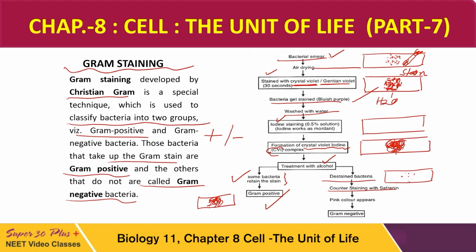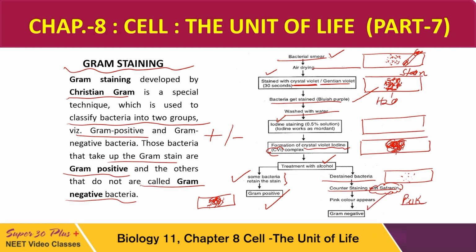These are then counter stained with safranin. Remember, they have taken the crystal violet color, but these bacteria, if you want to see them, we have to color with safranin. Safranin is also one of the stains, and then they will become pink in color. The bacteria which take this safranin and become pink in color are known as gram negative.